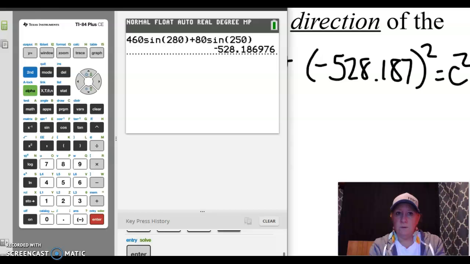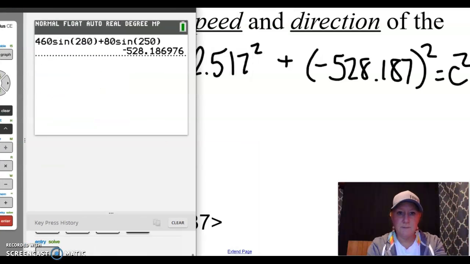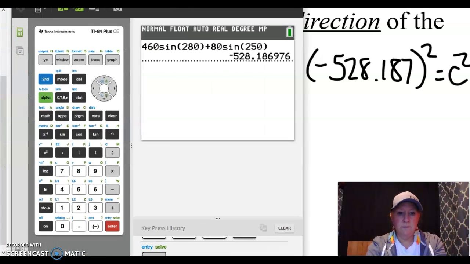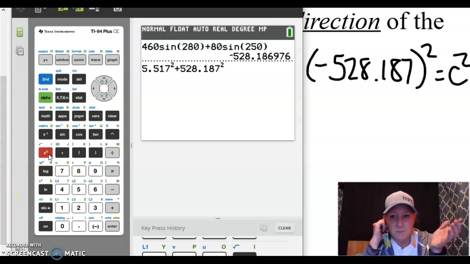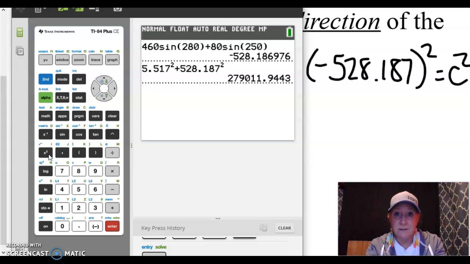And so we've got what? 52.517 all squared plus, I'm just going to type in 528.187 all squared, because a negative times a negative ends up being the same thing. Okay, enter. Okay, then I second square root, second answer.